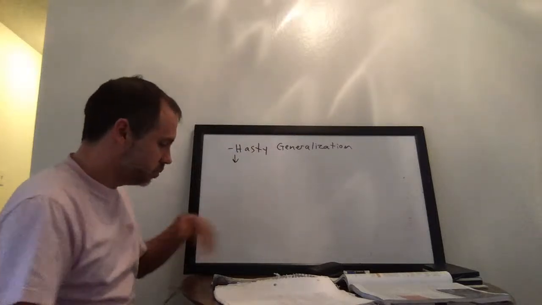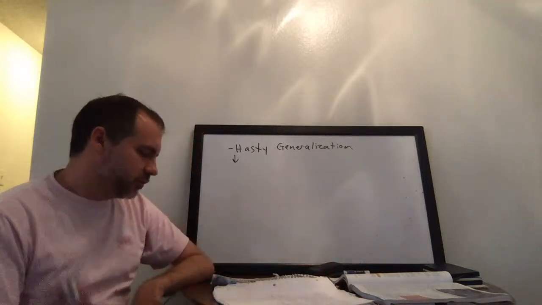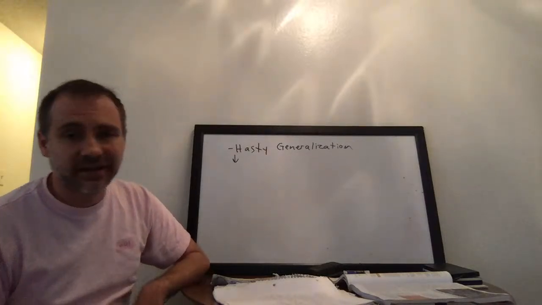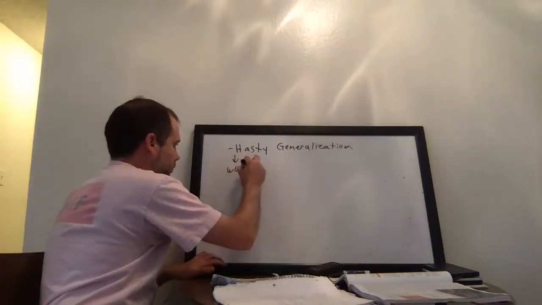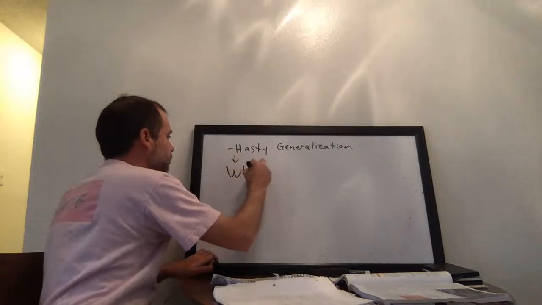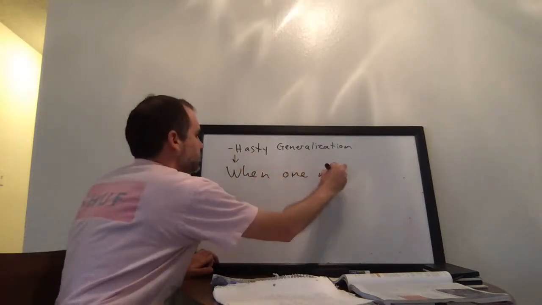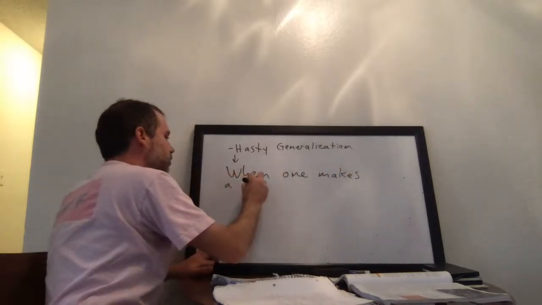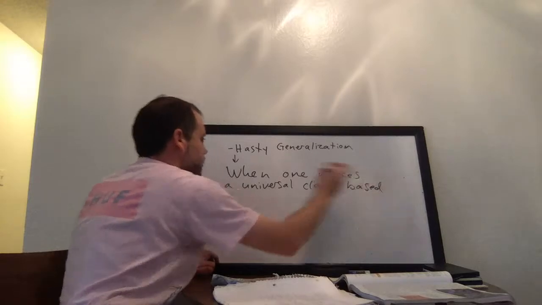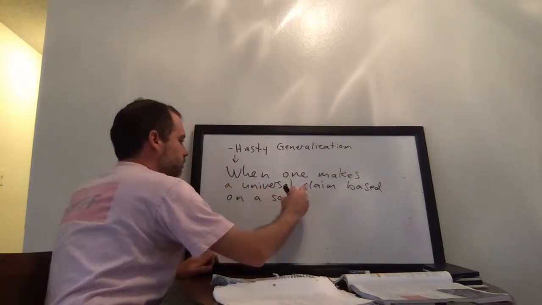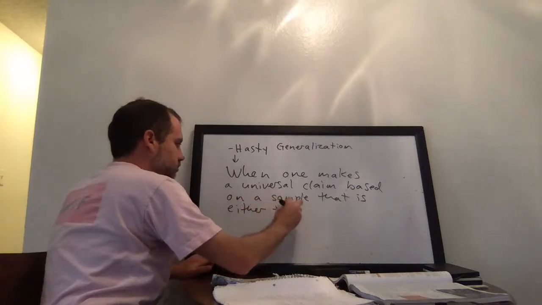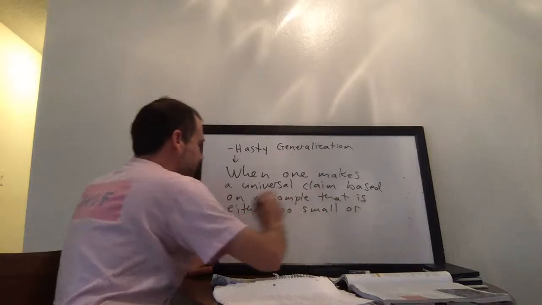Okay, cool. So what is hasty generalization? This is when a person makes a universal claim based on a sample that is either too small or biased. I'll try to write a little bigger, thanks. When one makes a universal claim based on a sample that is either too small or biased.